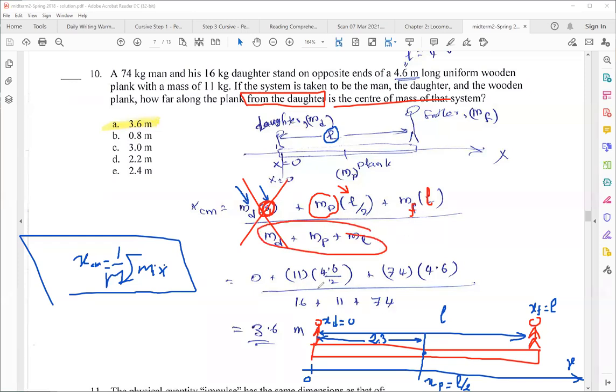If you do this, just plug in all the numbers you have at hand, and you end up with 3.6 meters, which does say the center of mass is closer to the man. So somewhere around here, okay? So the center of mass is closer to the man, to the father, okay? I hope it's clear to everybody.